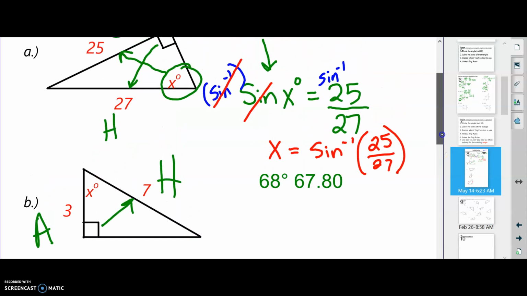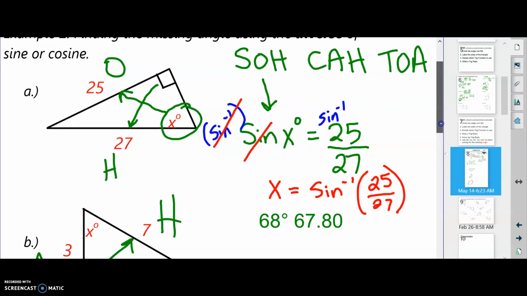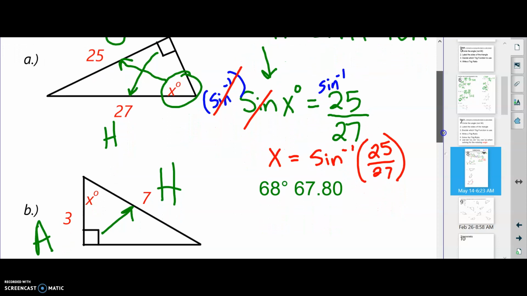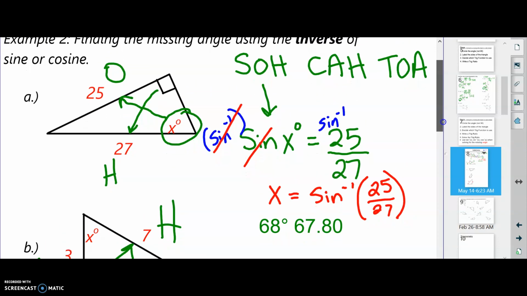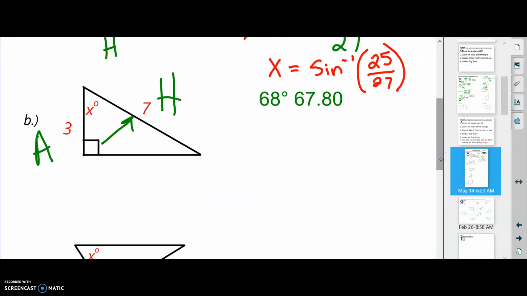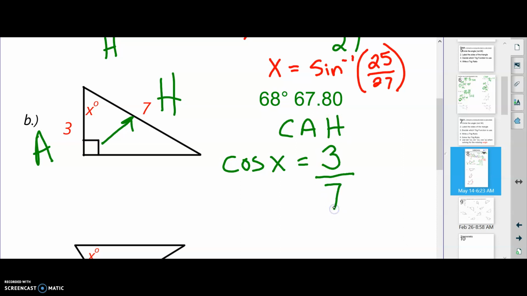So now I'm deciding which trig function to use. So I'm going to go back up to my SOHCAHTOA. There it is, okay? And I have the adjacent and the hypotenuse labeled. All right, which one uses adjacent and hypotenuse? Cosine does. Okay, so I'm going to do cosine x equals, and then cosine was CAH, right? So that means I'm going to put the A first, so the 3 would go first, and then the H, the 7, goes second. Okay, so that's my ratio for cosine.